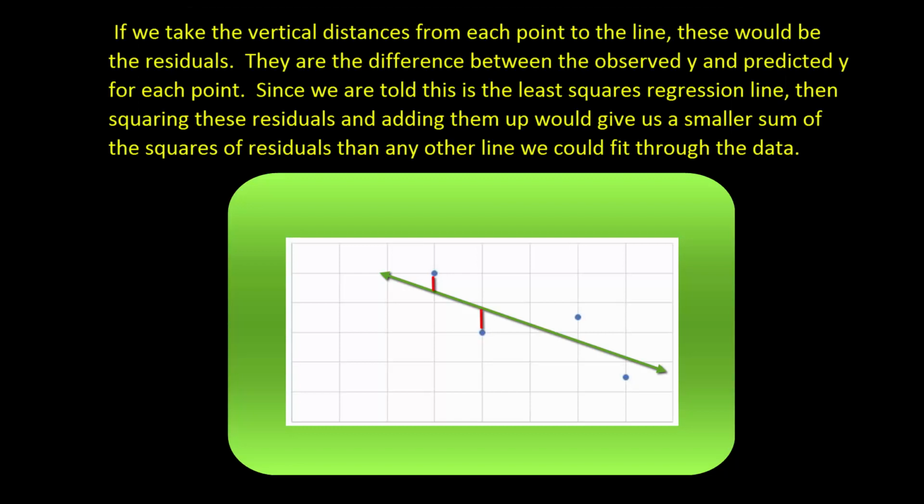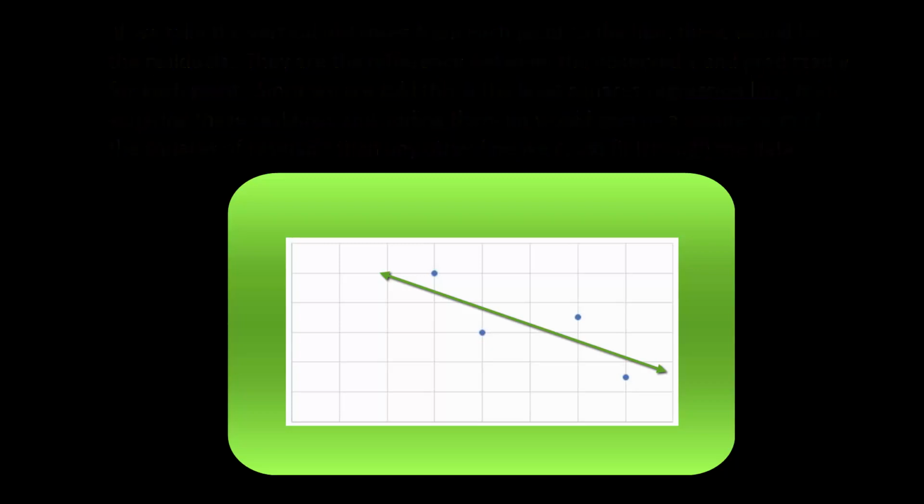If we take the vertical distances from each point to the line, these would be the residuals. They are the difference between the observed y and predicted y for each point. Since we are told this is the least squares regression line, then squaring these residuals and adding them up would give us a smaller sum of the squares of the residuals than any other line we could fit through the data.